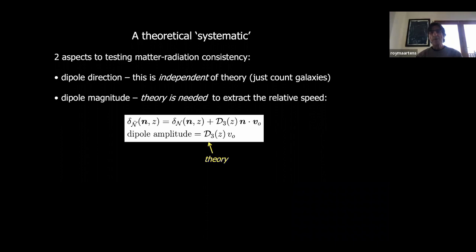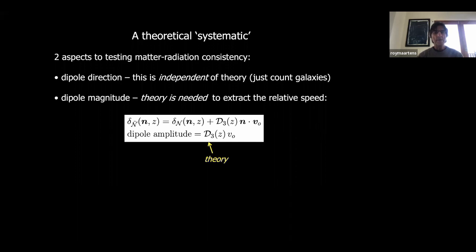Okay, so that's as much as I'll be saying about observational systematics. I now want to turn to a theoretical systematic. Now, there are two aspects to testing this matter radiation consistency, as I mentioned. Let me remind you of that.